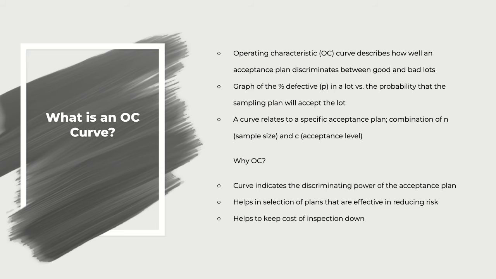Each OC curve relates to a specific acceptance plan, so a combination of N, which is the sample size, and C, which is the acceptance level. Basically, it's intended to show the probability that the plan will accept lots of various quality levels. And naturally, we would prefer a highly discriminating sampling plan.